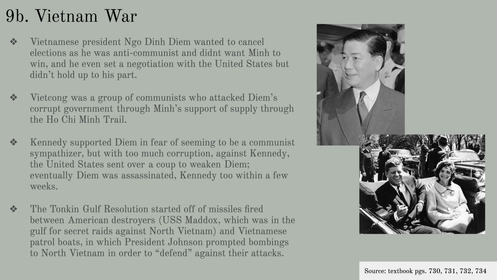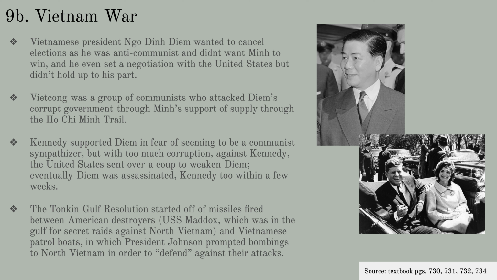9B, the Vietnam War. So, Vietnamese President Ngo Dinh Diem wanted to cancel elections as he was anti-communist and didn't want Minh to win. And he even set up a negotiation with the United States, but didn't hold up his part. Viet Cong was a group of communists who attacked Diem's corrupt government through Minh's support and supply through the Ho Chi Minh Trail.